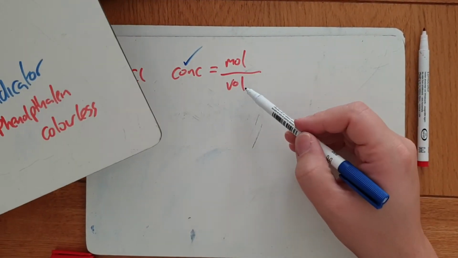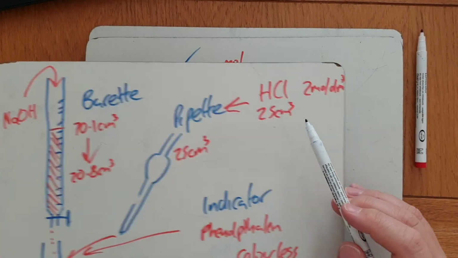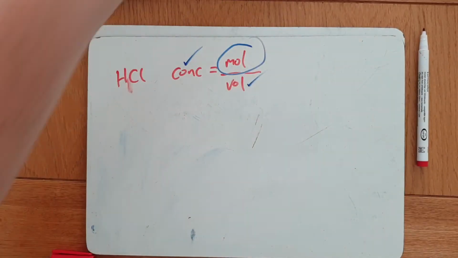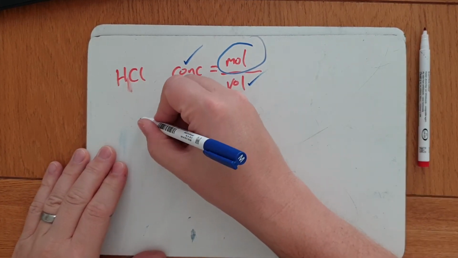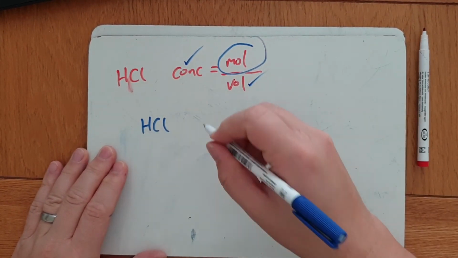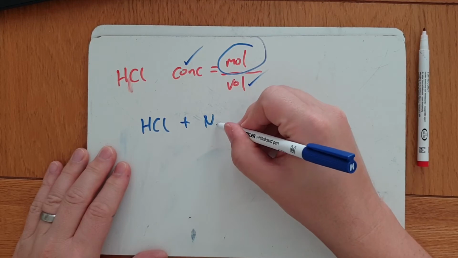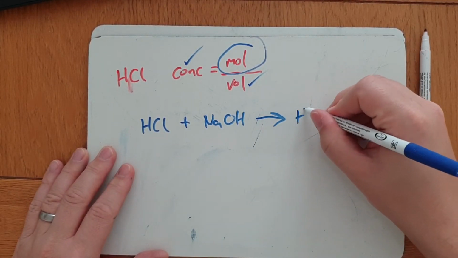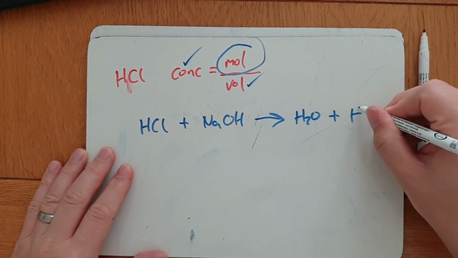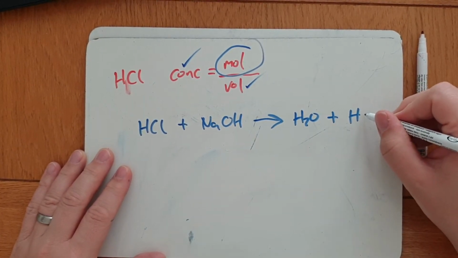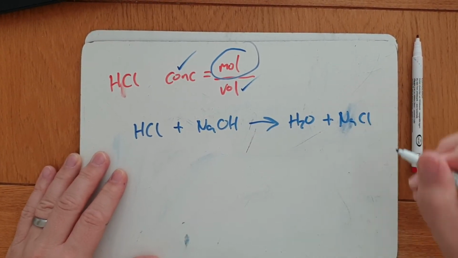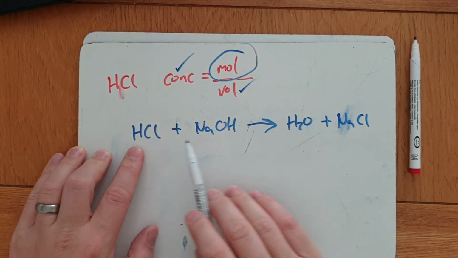We knew the volume, because it was 25 centimeters cubed. So then that would let us work out the moles of HCl. We use our chemical equation. HCl, they'll give you this in the question. HCl plus NaOH goes to H2O plus NaCl. So we've got our hydrochloric acid and sodium hydroxide.